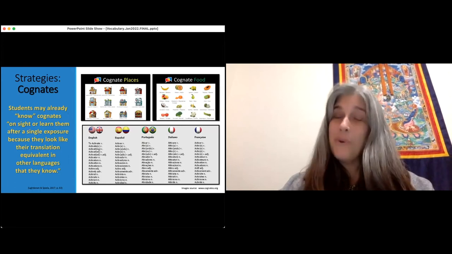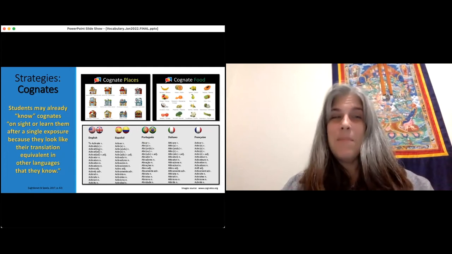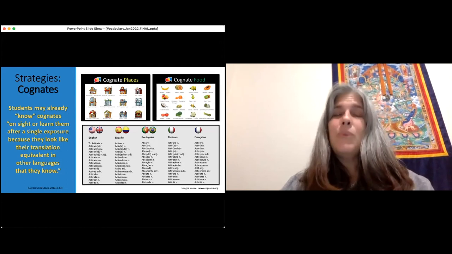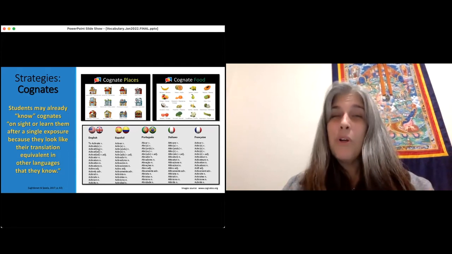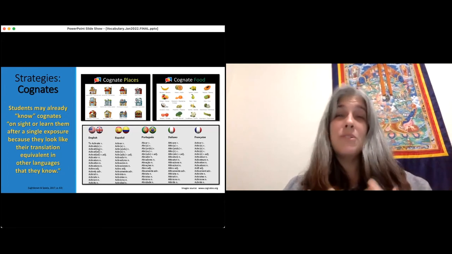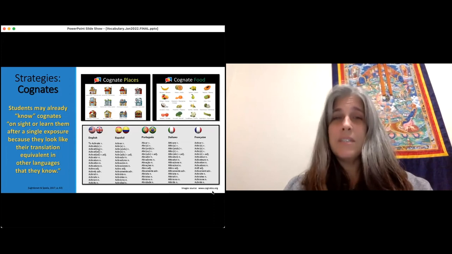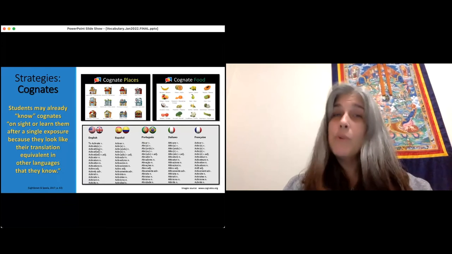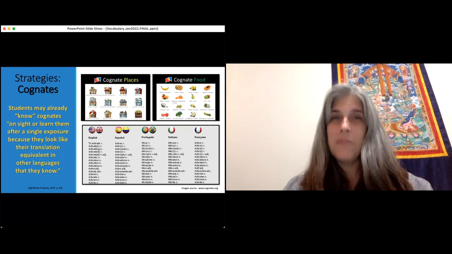Another strategy, of course, is the use of cognates. Joanne mentioned this earlier. Students may already know many cognates. They look at them on sight and they can pretty much figure out what they mean. We make collections of these words. Bill mentioned the word wall. We often collect them and put them on a wall, or students have running lists of cognates that will help them. And there are lots and lots of resources and visuals online that will help start that conversation. So we're always pointing out cognates in the classroom, both in our unit tasks and in general.